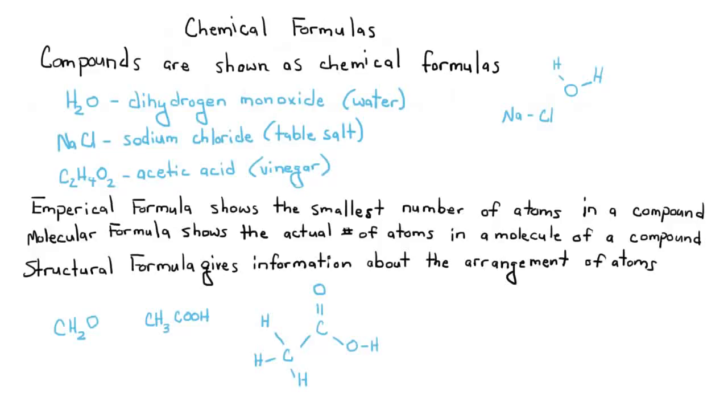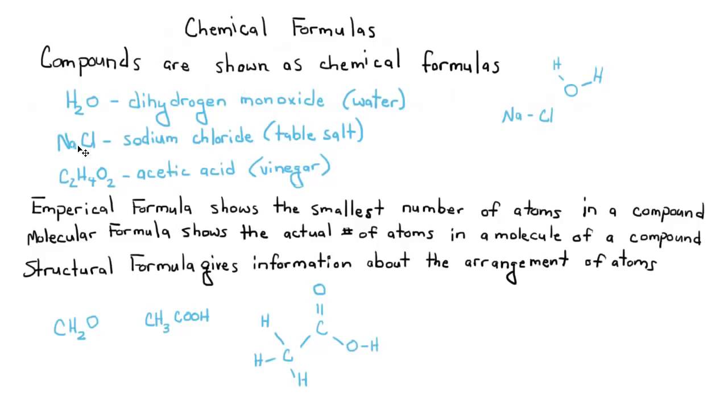Now we move on to chemical formulas, which is the way compounds are written. For example, water, dihydrogen monoxide, is written as H2O. This means that there are two atoms of hydrogen combining with one atom of oxygen to form water. The little subscript right here tells you the number of atoms that are in said compound, and if there's no subscript, then it is implied that it is 1.